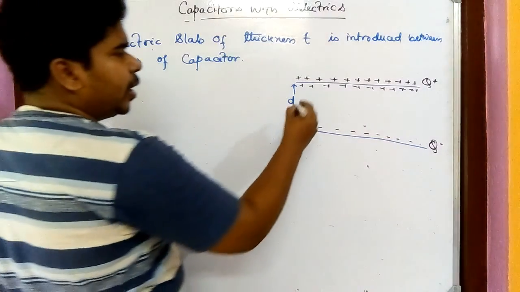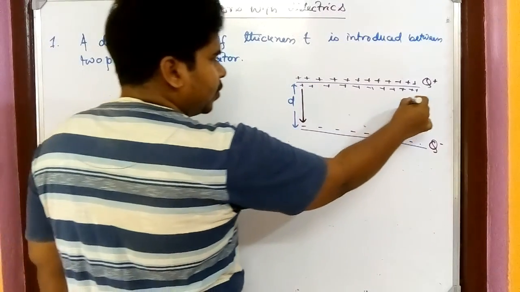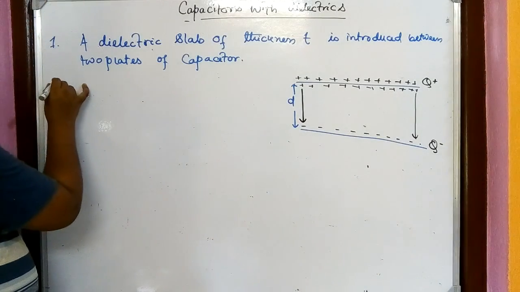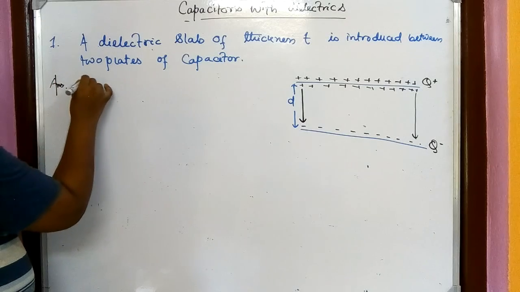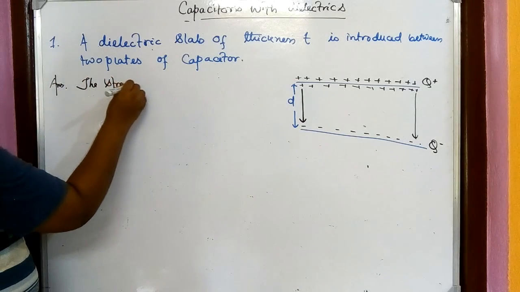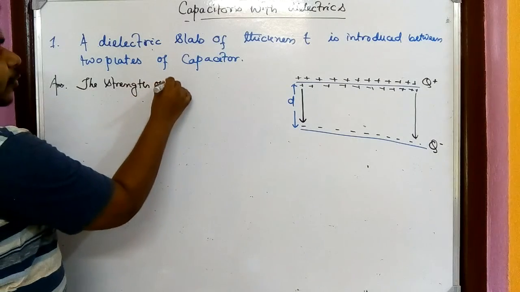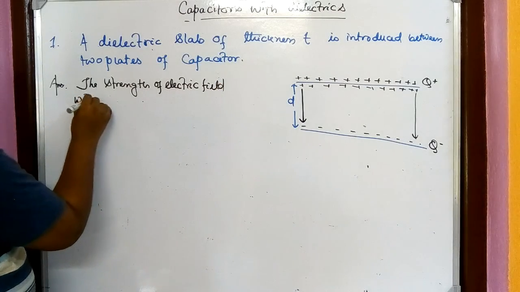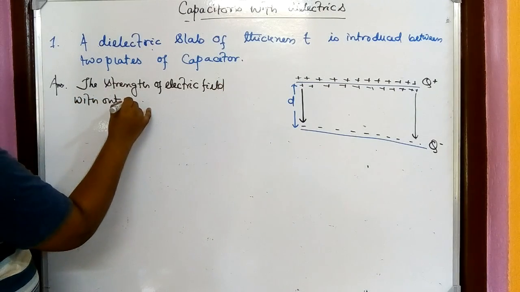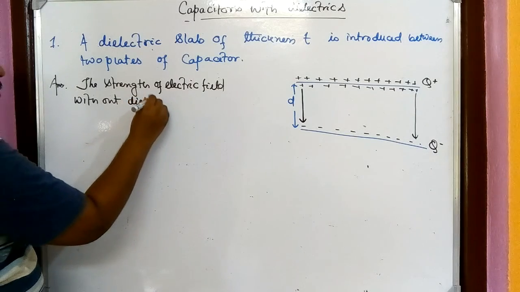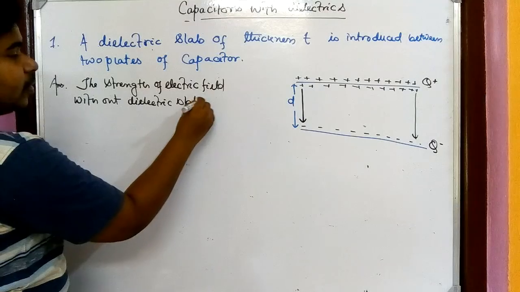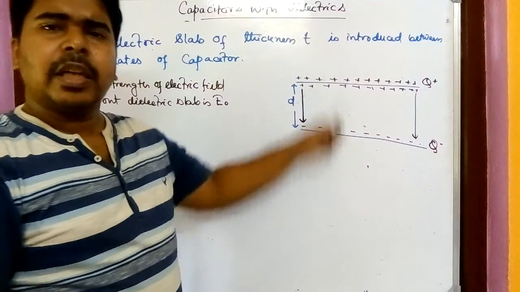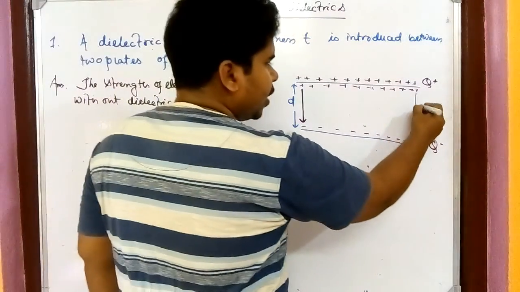Now we know the electric field is acting downward, from positive to negative. The strength of the electric field I have written here. So, the strength of the electric field without the dielectric slab is E naught. So we are taking the electric field E naught as acting downward from positive to negative.